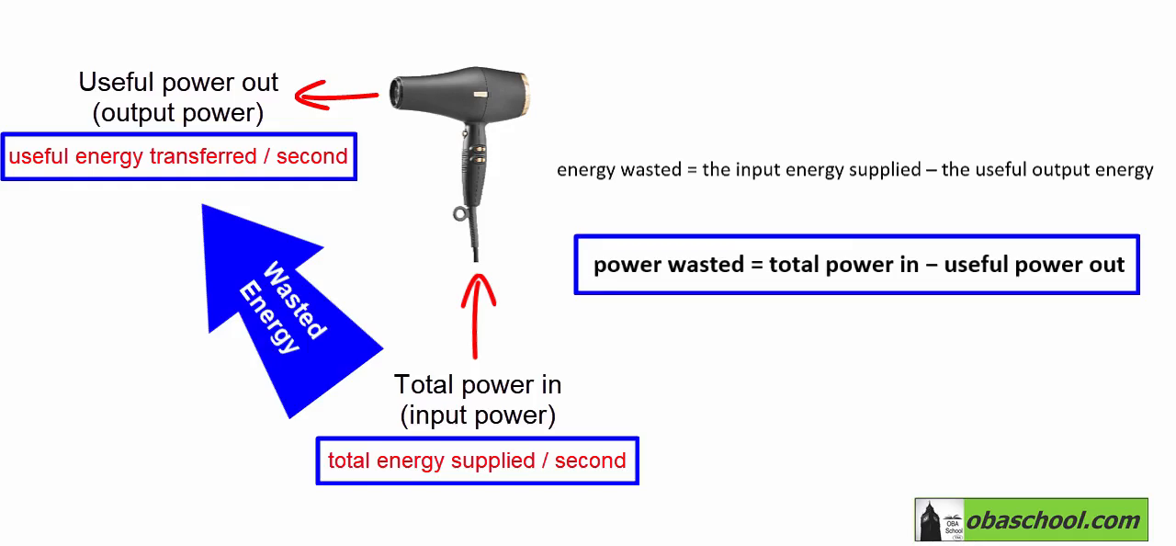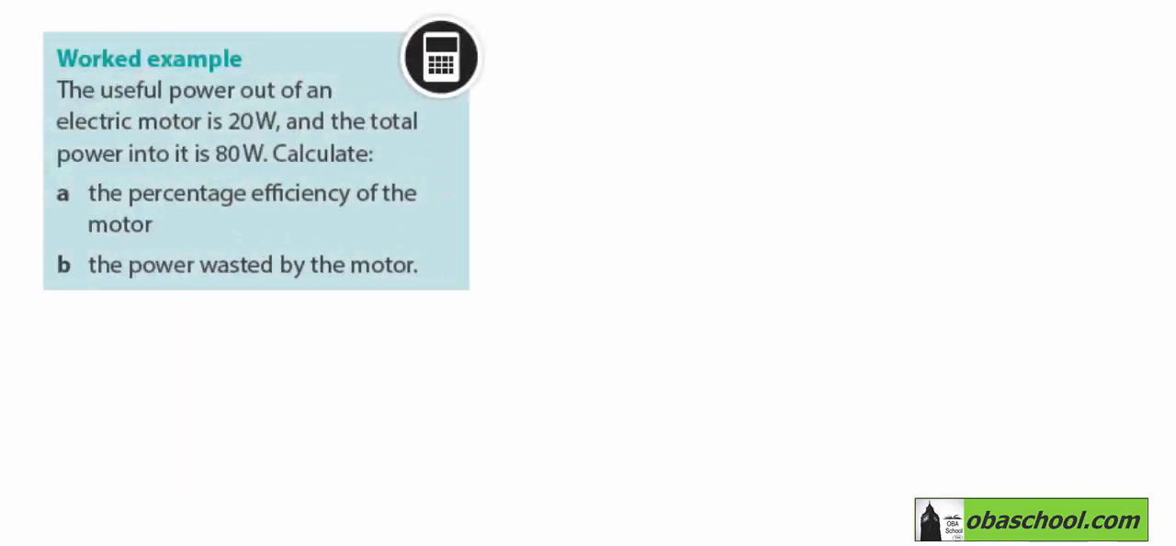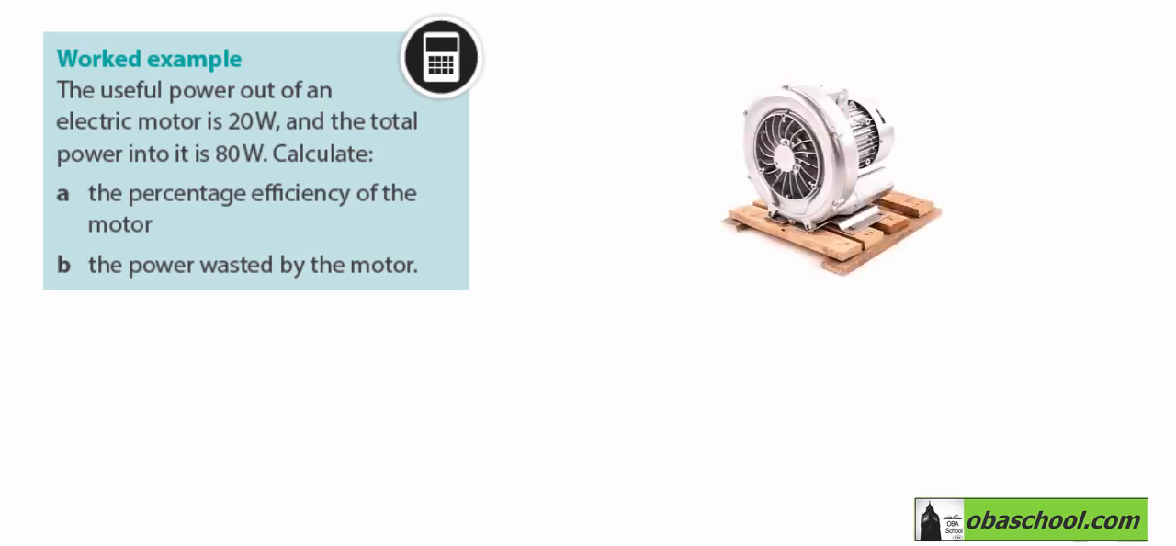To sum up these equations and understand them more, let's work this example. It says that the useful power out of an electric motor is 20 watts and the total power into it is 80 watts. Calculate first the percentage efficiency of the motor and then the power wasted by the motor.